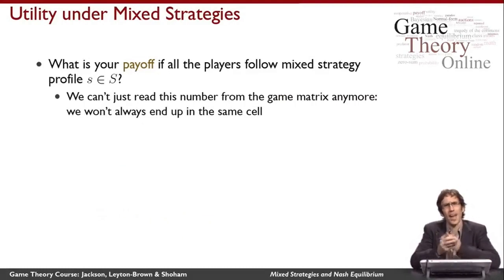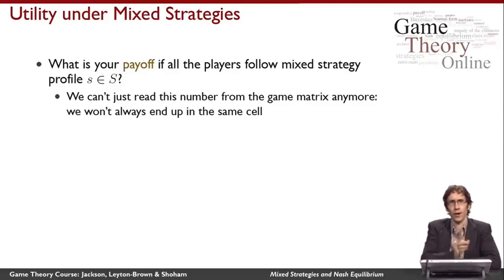Now I have the problem that I've elaborated my definition of strategies in the game to include not just this finite set of things players can do, but this infinite set of all of the probability distributions over these finite sets. The reason this is a problem is I only have a utility definition for action profiles. And now I'm allowing things to happen that I don't have utilities for. That is to say, I can't just read a number out of the game matrix to figure out how happy the players are when something happens, because under a mixed strategy with a support of size greater than 1, I won't always end up in the same cell of the matrix.